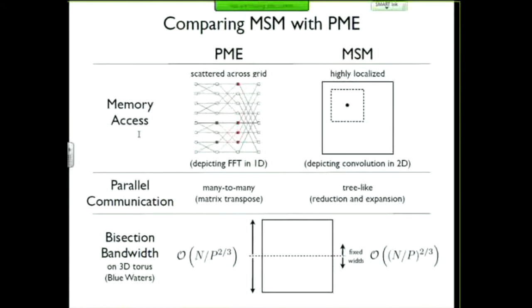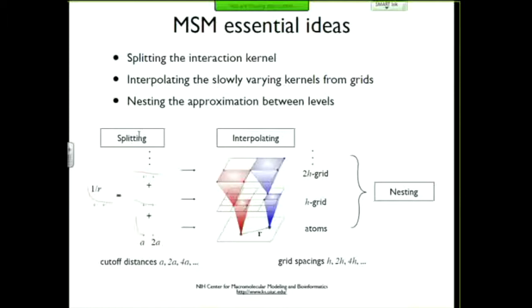So I'm going to tell you a little bit about how MSM does its calculation. It imposes a splitting of the interaction potential. So we take this 1 over R potential and we split it into a short range part that's calculated between pairs of atoms. And then we do further splittings of longer and longer portions so that the total adds up to this 1 over R. And each of these longer parts is truncated at cutoff distances of 2A and 4A and 8A and so on. And then each of these more slowly varying parts are going to be interpolated from grids of spacing H and 2H and 4H and so on, up to whatever you need to resolve the particular size problem that you're working on.